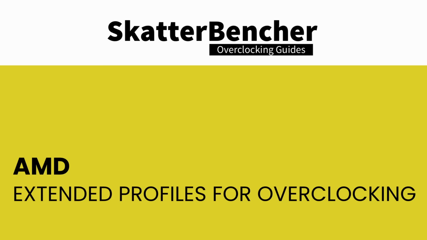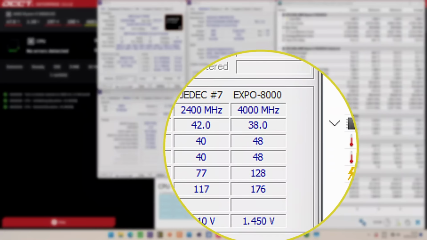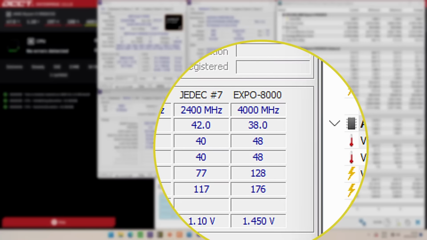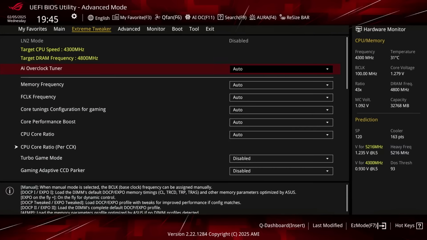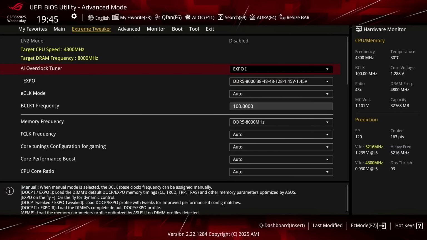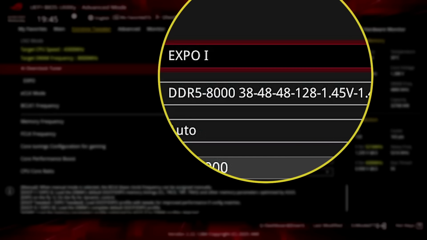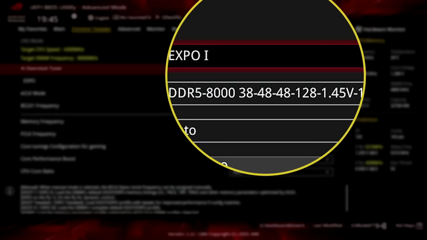EXPO stands for AMD Extended Profiles for Overclocking. It's an AMD technology that enables ubiquitous memory overclocking for AMD platforms supporting DDR5 memory. EXPO allows memory vendors, such as G.Skill, to program higher performance settings onto the memory sticks. If the motherboard supports EXPO, you can enable higher performance with a single BIOS setting. Note that I had to enable EXPO 1 to ensure my memory kit passed the OCCT memory stress test, as EXPO 2 didn't pass the test.